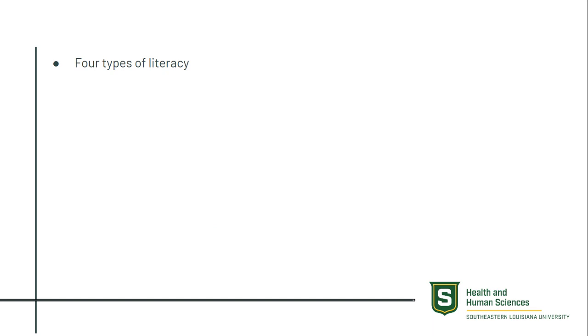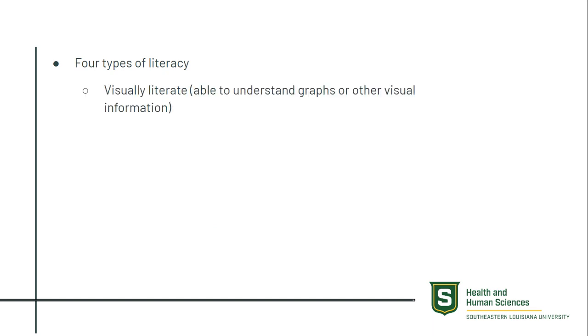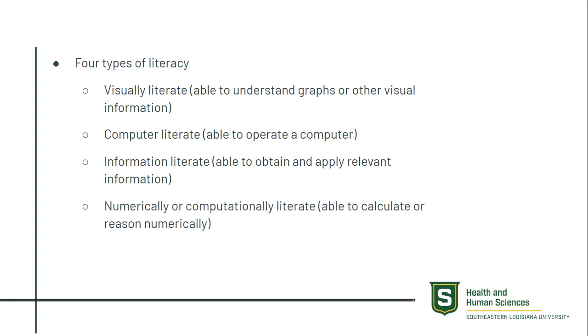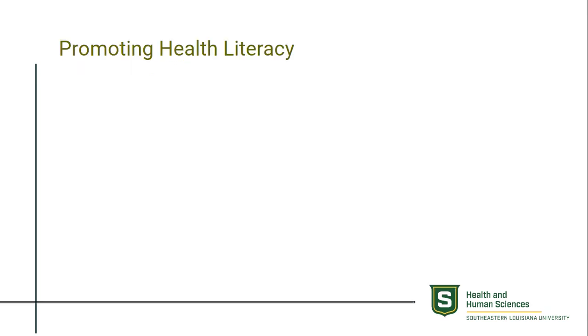So there are four types of health literacy. We have visual literacy, being able to understand graphs and other visual information. Computer literacy, being able to operate computers or any technological device. Information literacy, being able to obtain and apply relevant information. We're going to talk about computer literacy in a bit. And numerical or computational literacy, being able to calculate and reason numerically.